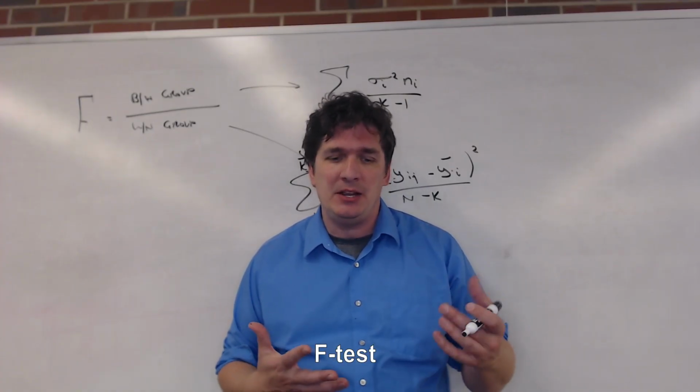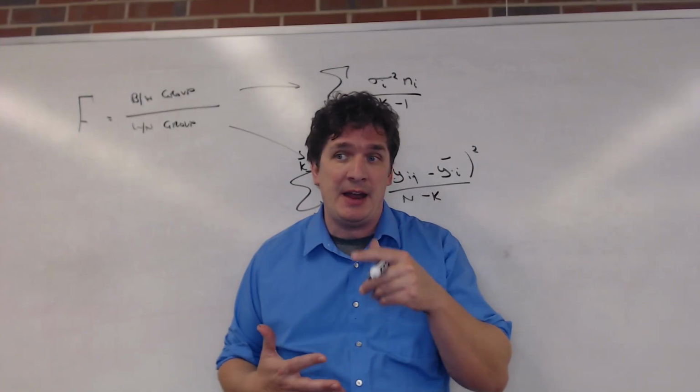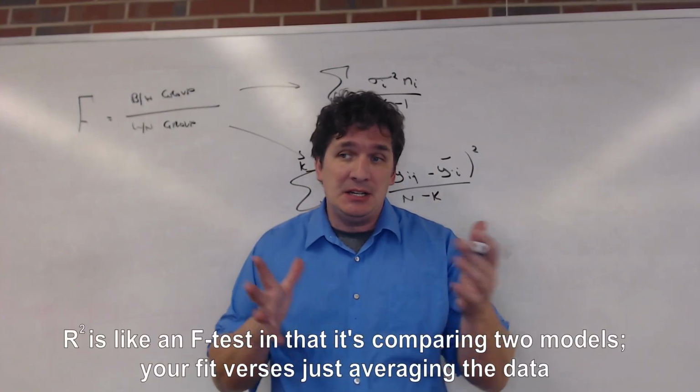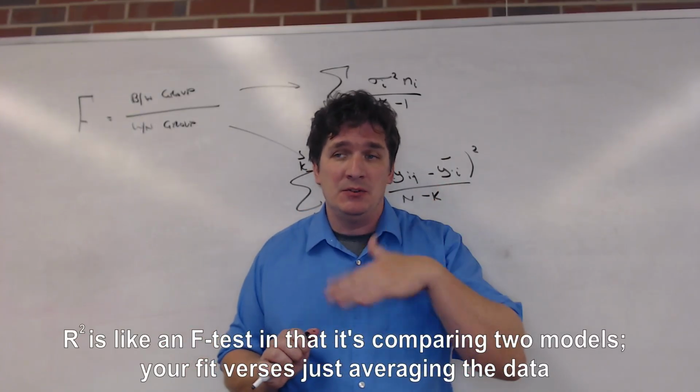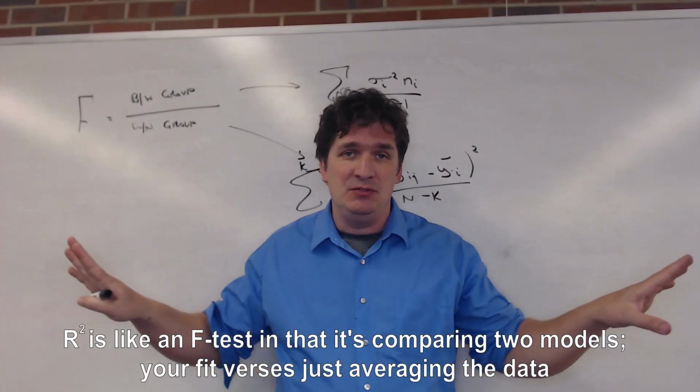So with an R-squared value, we have 1 minus the variance of the model over the average variance of the data. So what we're actually comparing here are two models when we do an R-squared. We are comparing our model versus the model that says just take the average value.